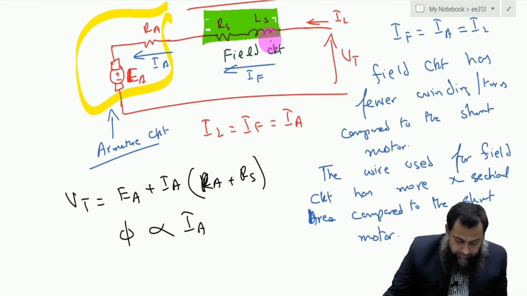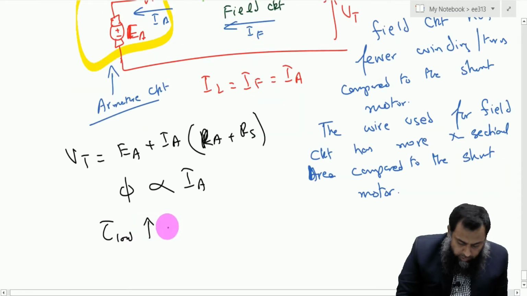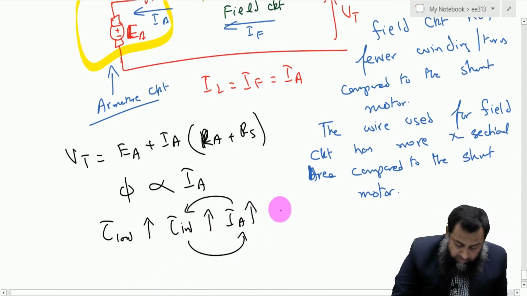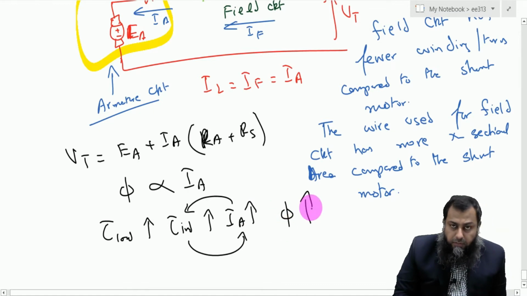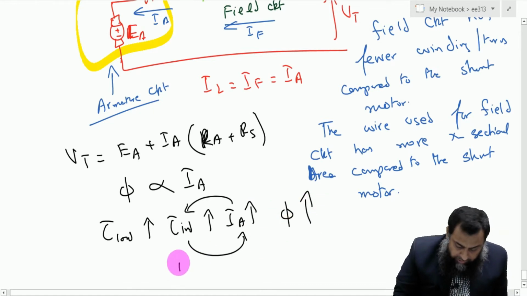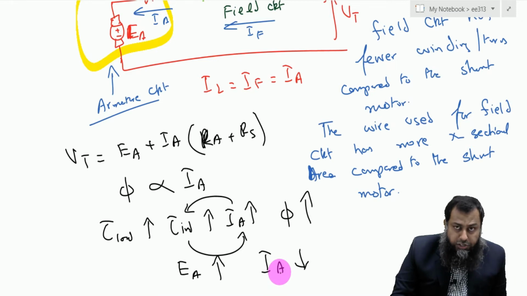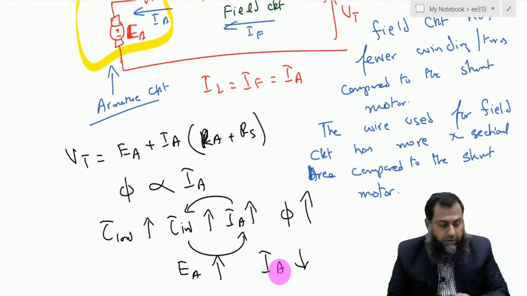So as the load increases, the induced torque has to increase, and in order to increase this torque, IA should increase. This increment will also increase the flux. When the flux increases, EA also increases. When EA increases, IA decreases, and hence the speed decreases. Consequently, a series motor has a very sharp droop in its torque-speed curve.